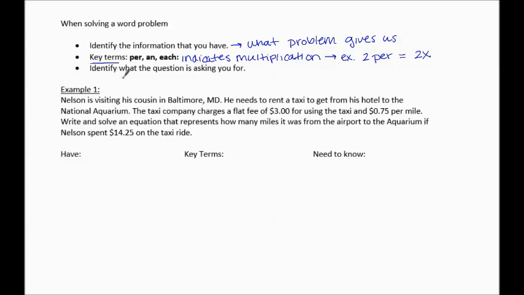And finally, we want to identify what the question is asking us for. So what are we looking for? What information is this problem trying to get us to solve? So we want to know what we're looking for. So let's look at an example.